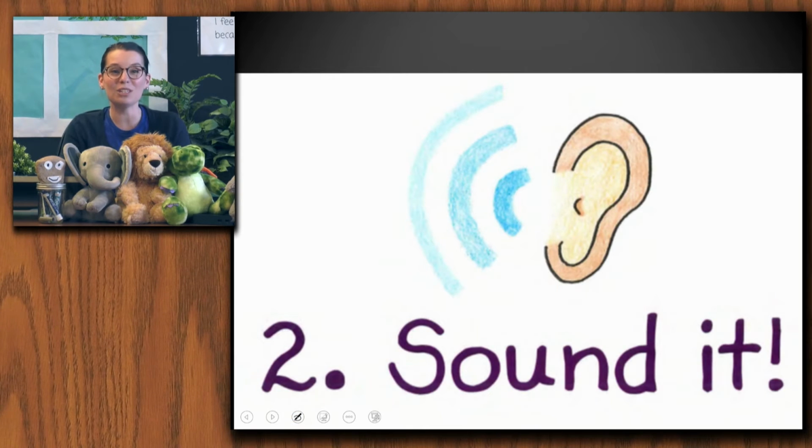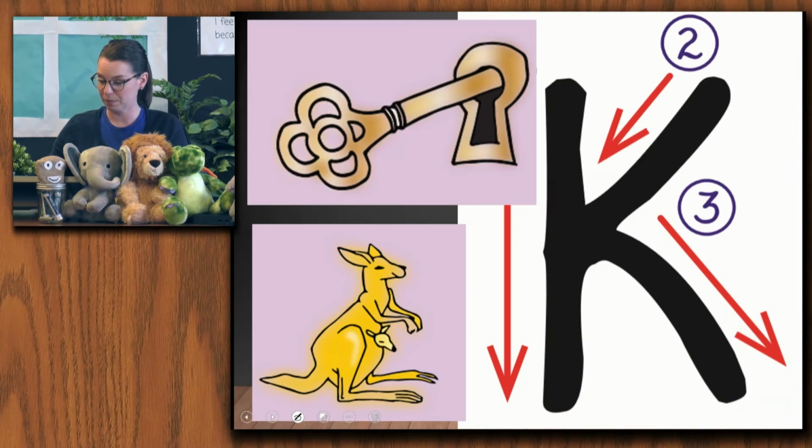The second thing we do when we learn a letter is we sound it. We say the sound that it makes. K says K, like key, kangaroo, and Kevin. Sound K. K.